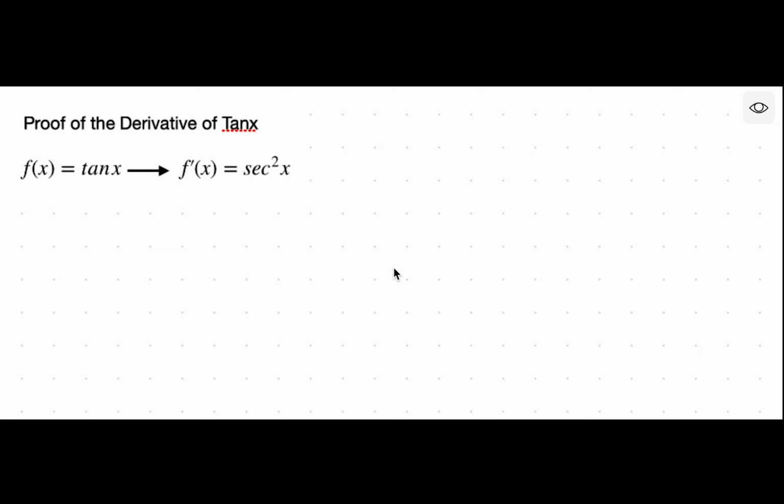So for this video, we're going to prove the derivative of tan of x. So we know that the derivative of tan of x is going to be secant x squared. So how can we prove this then? Well, the first thing we could do is we could write tan of x as sine x over cosine x.